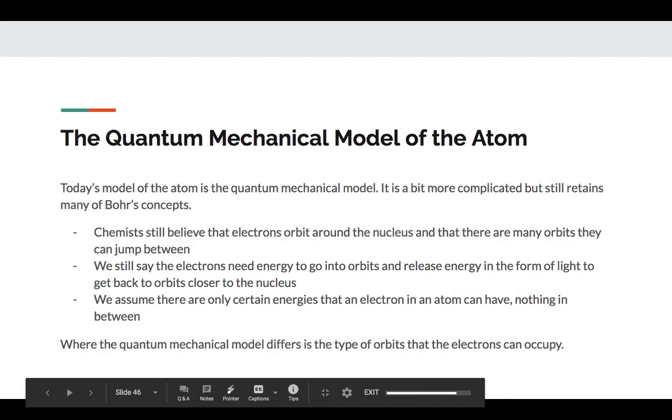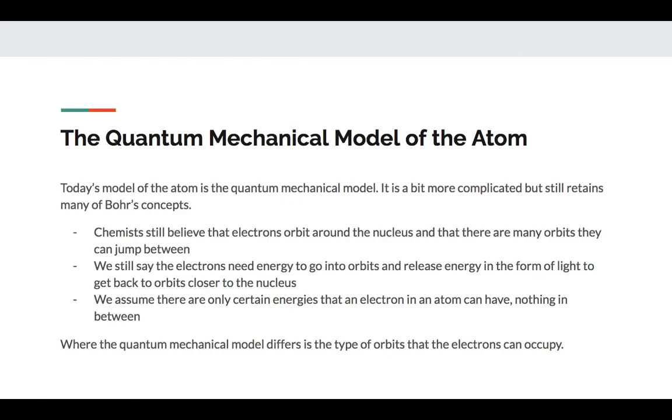Today we're going to be talking about the model of the atom that we use today, and that is called the quantum mechanical model. It's a little bit more complicated, but it still holds a lot of the same things from Bohr. So chemists still believe that electrons orbit around the nucleus and that there are many orbits that they can jump between. We still say that electrons need energy to go into orbits and release energy in the form of light to get back to orbits closer to the nucleus. And we assume there are only certain energies that an electron in an atom can have and nothing in between.